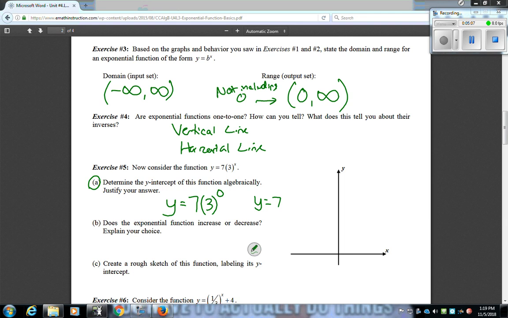Okay. And based on what we just talked about, this is going to be an increasing exponential function because that b value is greater than 1. It's 3. And they want us to create a rough sketch labeling the y-intercept. So I'm going to put a point here for (0, 7). And we know it's going to be increasing, so it's going to kind of look like this, going up and crossing at (0, 7). Okay.